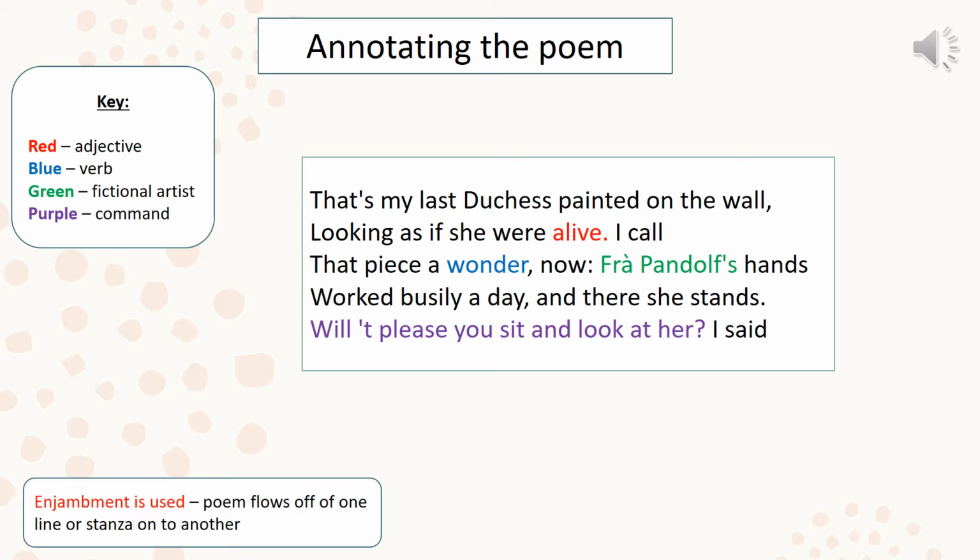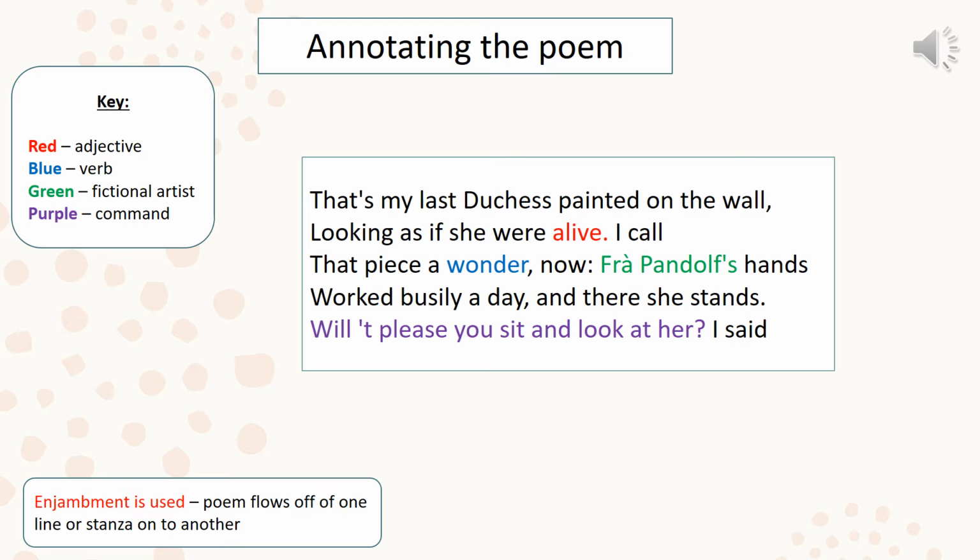Okay, and the next one, "I call that piece a wonder now." So look at the verb wonder. You need to highlight it and think about how the Duke feels about the painting. Is he curious about it? Is he amazed by it? What does he feel? "Frà Pandolf's hands worked busily a day, and there she stands." Frà Pandolf is a fictional artist, but clearly one who is very good. Okay, so why do you think the Duke drops his name into the conversation? What is he trying to prove there?